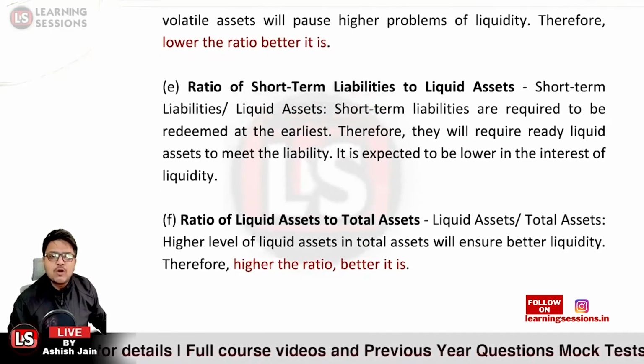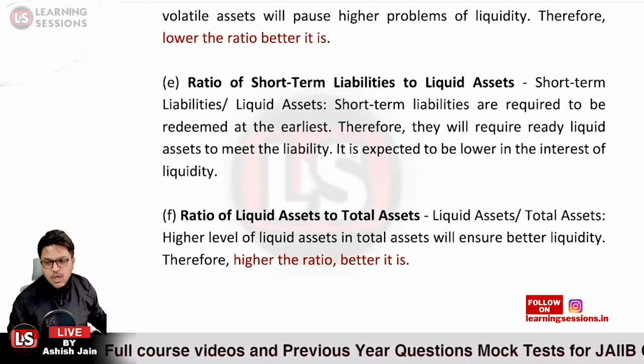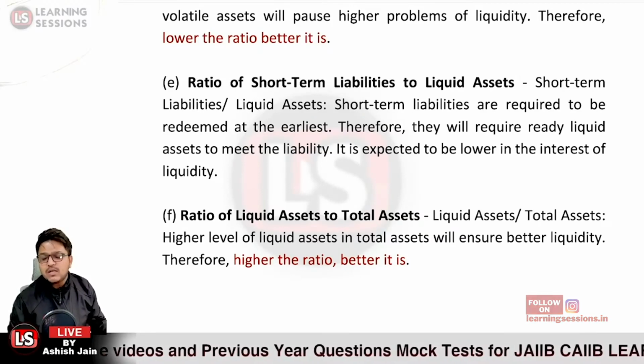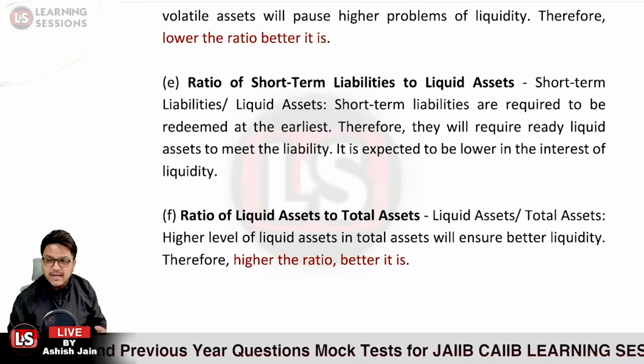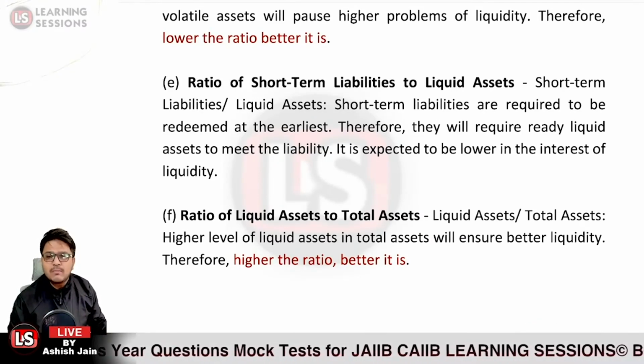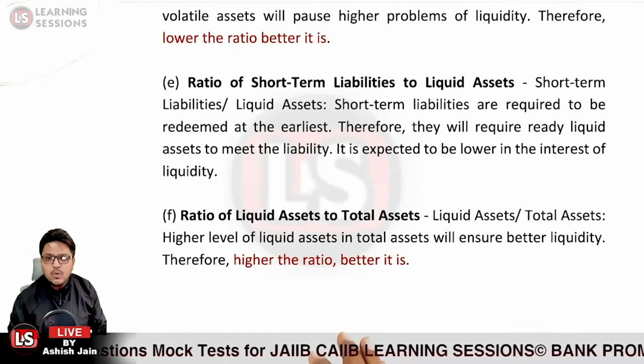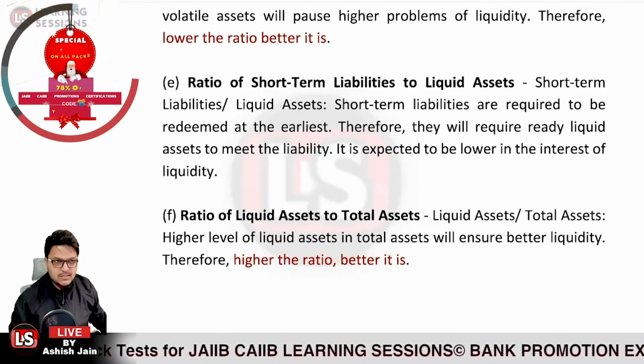Sixth one, it says ratio of liquid assets to total assets. Definitely every bank wants more liquid assets, so that if there is any stress situation, we can overcome that situation. So higher the ratio, better it is.